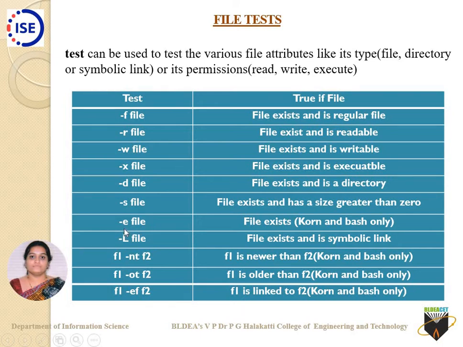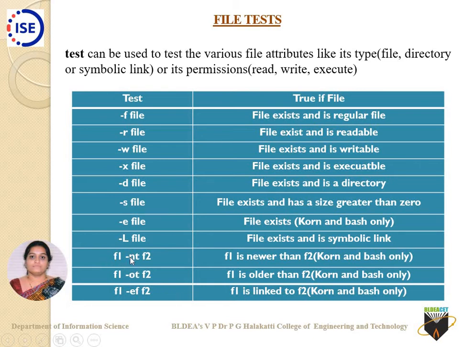Then comes -e and file name. This is used in case your shell does not react to -f. At that time, keep in mind which shell you are working on, whether it's a cron or a bash shell. If it is, you can use the option -e, which does the same work as -f. Then comes -l, capital L. It tells you the file exists and is a symbolic link file.